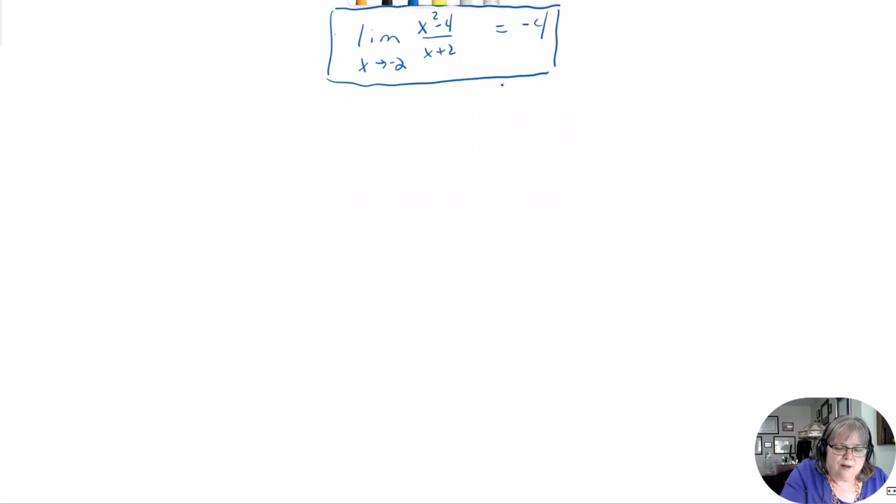So let's try the limit as x approaches negative 3 of x squared plus x minus 2 over x squared minus 9. Now, you can stop the video at any time, try it yourself, get an answer, then turn the video back on and see if your procedure is the same. And I would encourage you to do that.